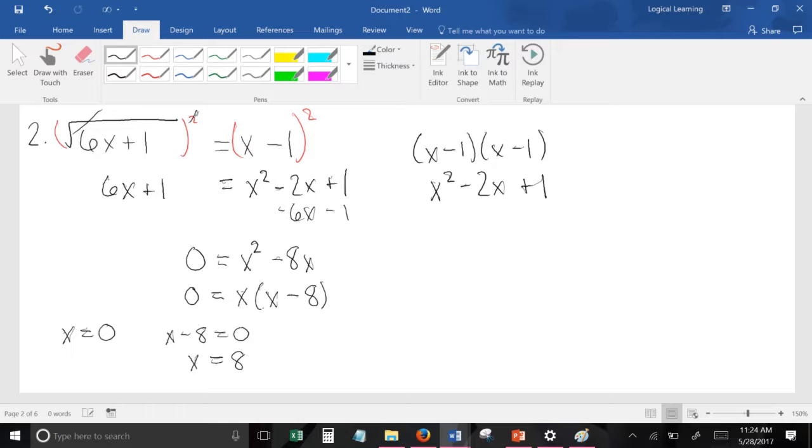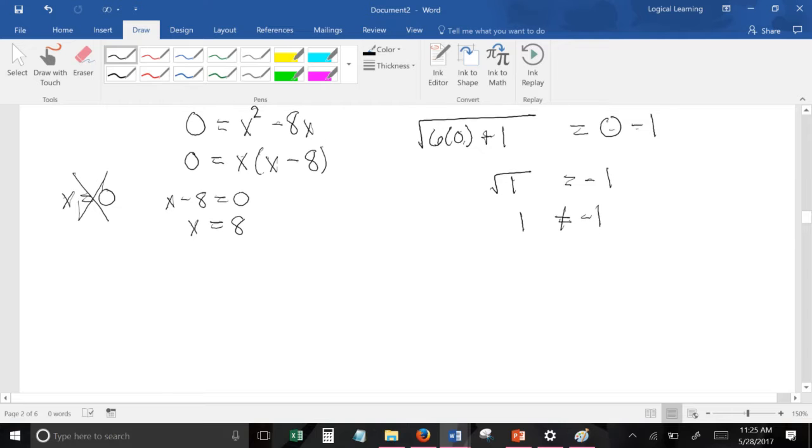So again, we have two solutions, and we want to see which of these solutions, or if both of them, actually fit our equation. So we'll go ahead and check it. We have the square root of 6 times 0 plus 1 is equal to 0 minus 1. Well, 6 times 0 is 0, plus 1 is just the square root of 1. And 0 minus 1 is going to give us negative 1. Square root of 1 is 1. 1 does not equal negative 1, so we see that 0 is not one of our solutions.